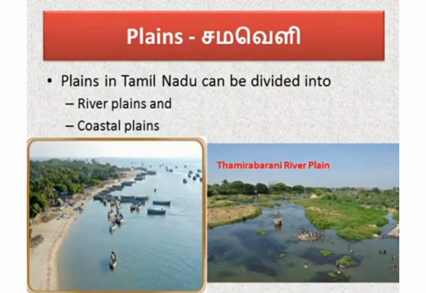The next landscape is plains. Plains in Tamil Nadu can be divided into river plains and coastal plains. River plains, you know, children. Coastal plains mean coastal areas.